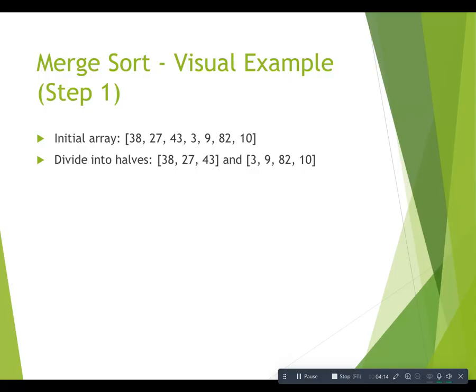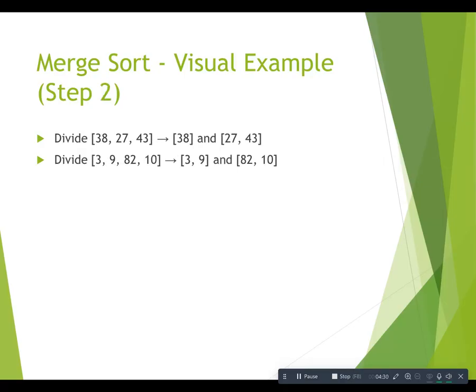So the first half has 3 numbers and the second half has 4 numbers. In the first half we've got 38, 27, 43, and in the second half we have 3, 9, 82 and 10. As I have said to you before, the division will not stop until one element is left in each of the halves.